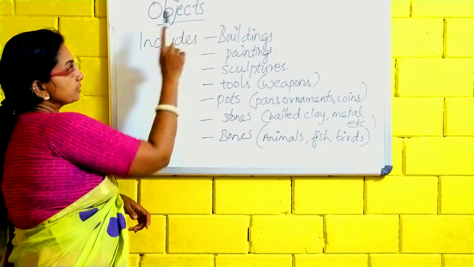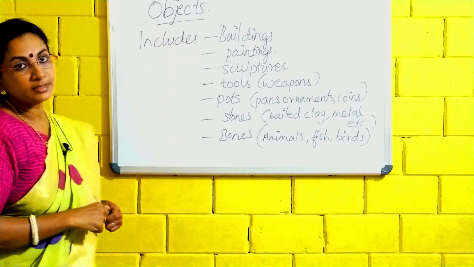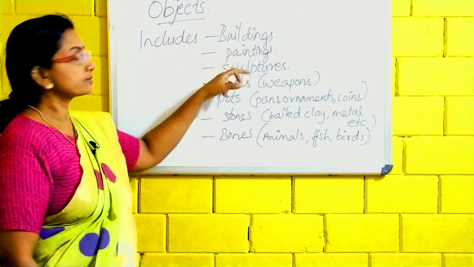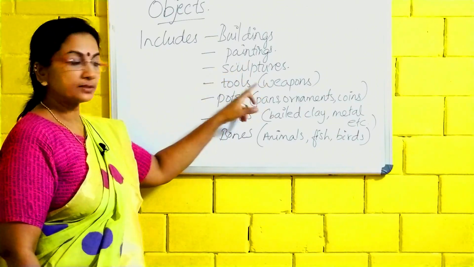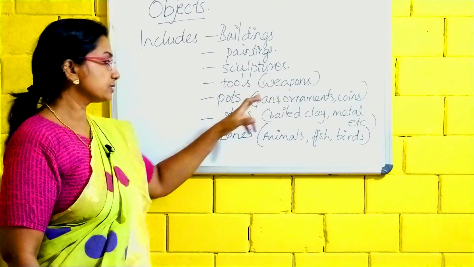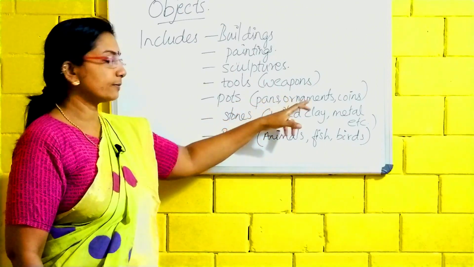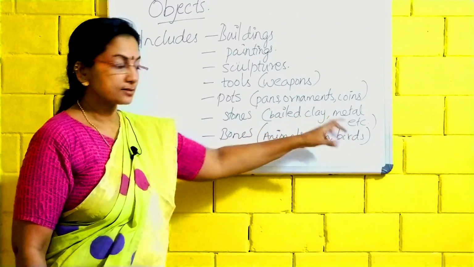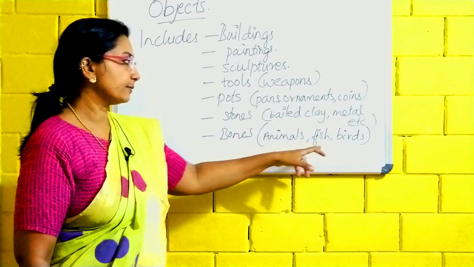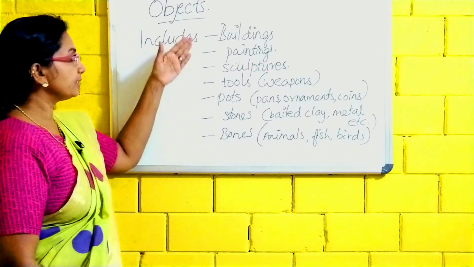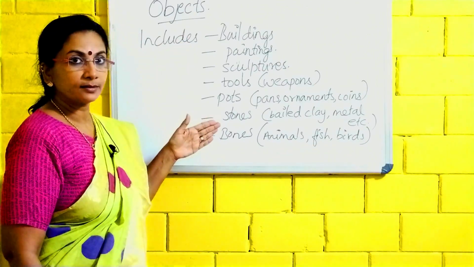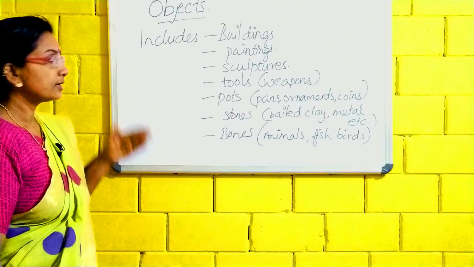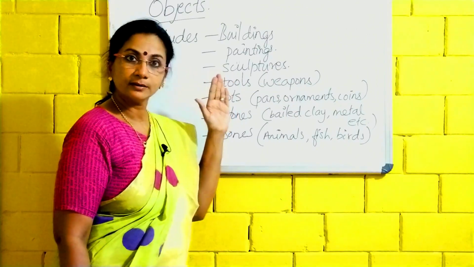So, other than the inscriptions, the next point is objects. What is an object? Objects include buildings, paintings, sculptures, tools, that means weapons, pots and pans, ornaments, coins, stones including baked clay, metal, etc., and bones of animals, fish, birds. These are the objects. Yes, these objects were used by the early people.